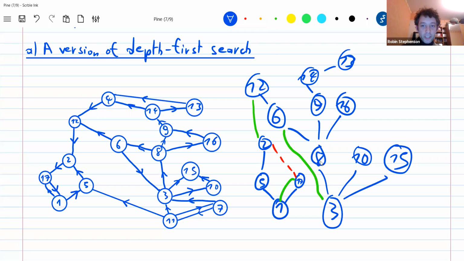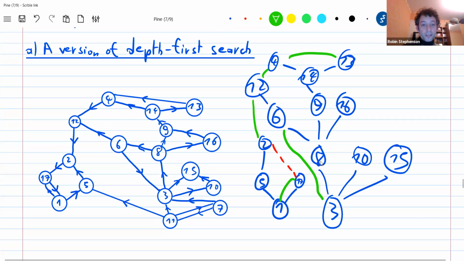So we got 13, we got 4. We'll do 4 first. 4 goes back to 12. Then 13 goes back to 4. And 9 is done. And then it's 16. 16 has just one backwards edge like this. Then 15, 10 goes to 15. So that's red.